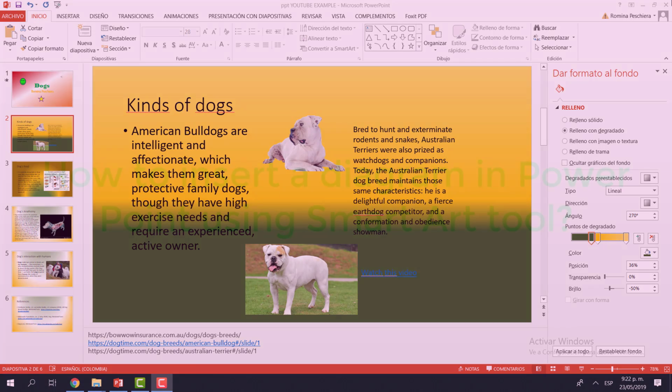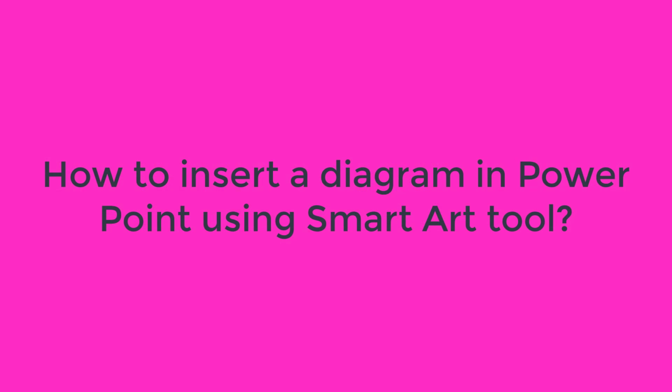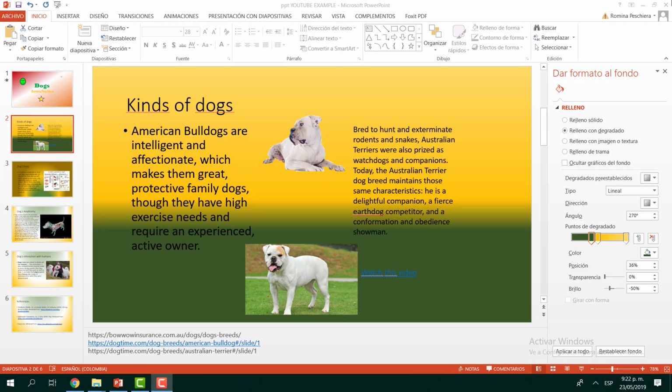Today we are going to learn how to insert a diagram using a tool called Smart Art. In this presentation you are going to insert two diagrams. The first diagram is going to be the index, where you are going to tell about the content that is inside your presentation. And the second diagram is about what tools you learned to use in PowerPoint. So let's go to the first diagram.